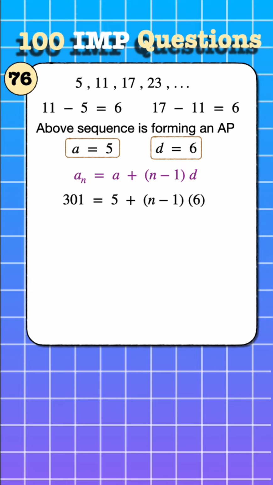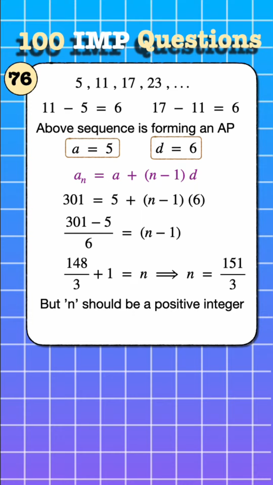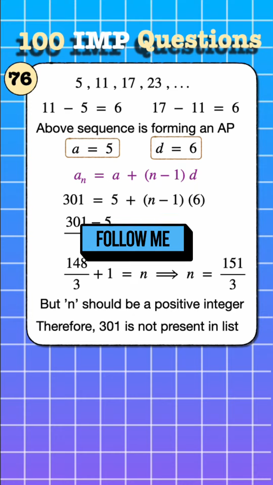First term is 5, common difference is 6. So the only unknown is n. 301 minus 5 divided by 6 equals n minus 1. 148 upon 3 plus 1 is equal to n, and that will give you n is equal to 151 by 3. Now, 151 by 3 is not an integer. इसका मतलब क्या है कि this number 301 is not in the list.